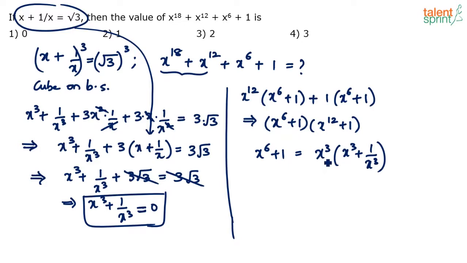If you take x cube common here, x cube into x cube is x power 6 because bases are equal and in multiplication form, the powers can be added. So x power 6 plus x cube into 1 by x cube. So x cube and x cube get cancelled. We'll be left with 1.